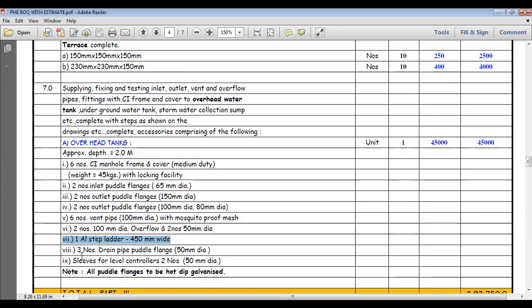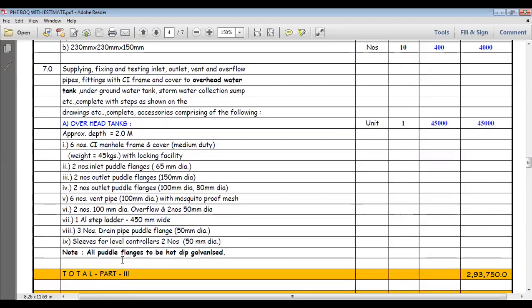3 numbers of drain pipe puddle flange, 3 numbers for 50 dia. Sleeves for the level controller, sleeves and all they have put. All puddle flanges are to be hot dip galvanized. The notes also say they have to put all the puddle flanges. So these are the things they have given for a lump sum amount.